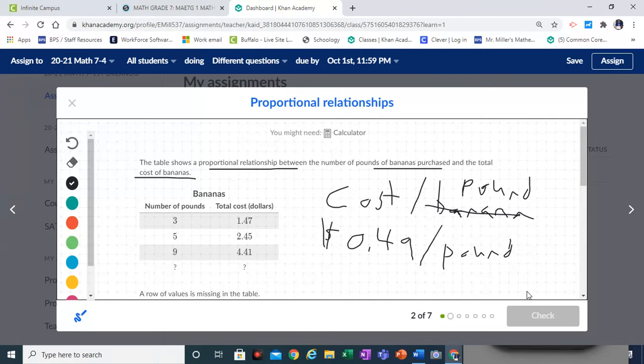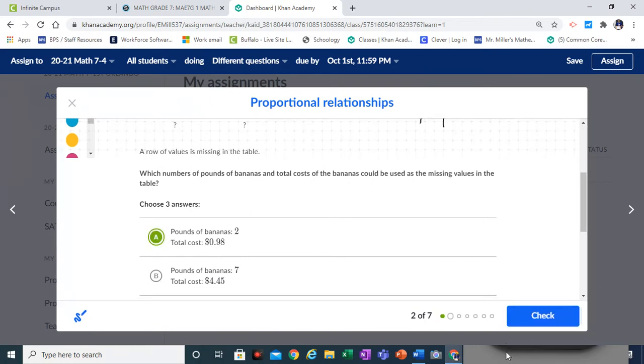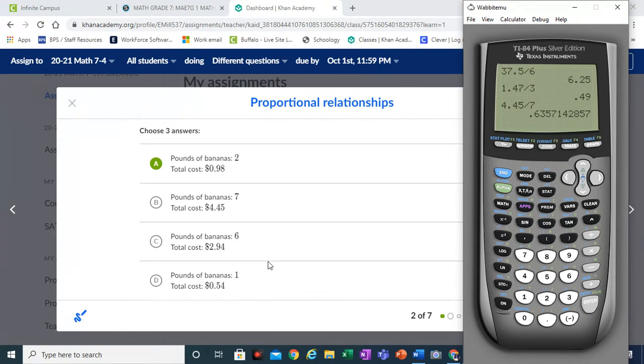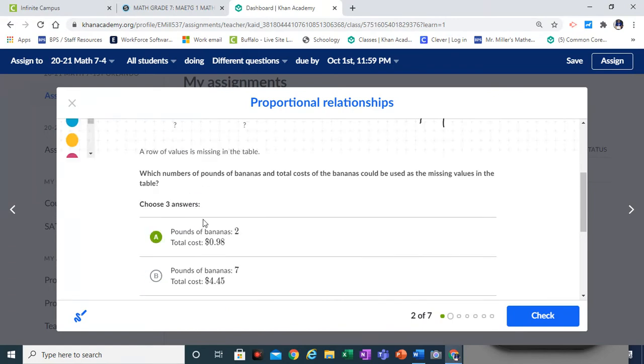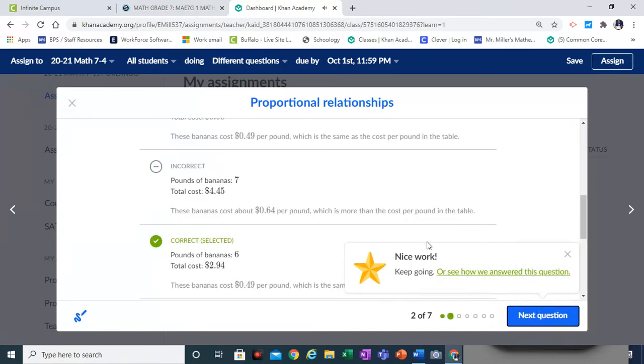Okay, so we need to just do the same thing as before. Which of these will give you 49 cents? So 98 cents divided by 2 is 49 cents. 4.45 divided by 7 would be 0.63, so that's not. 2.94 divided by 6 is 49 cents. There's 3 of them. 54 cents divided by 1, no. So this must be the other answer.